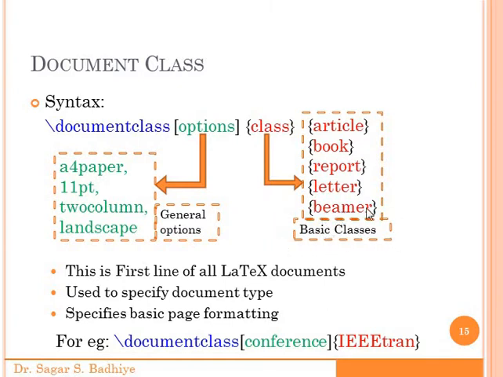Many institutions have their own document class definition. For example, IEEE has its class file called IEEEtran, that is, transactions. You can use it by saying \documentclass and then, within curly braces, IEEEtran. Within square brackets you can mention whether the paper is for a conference or for a journal.